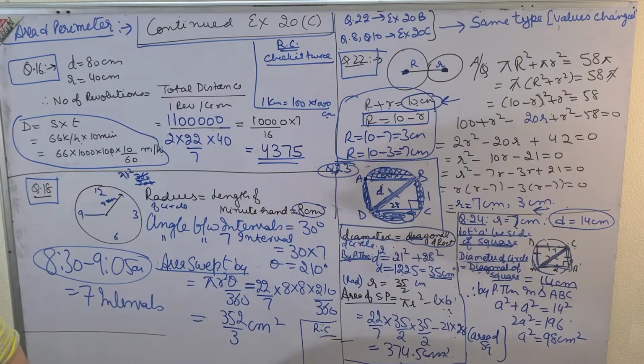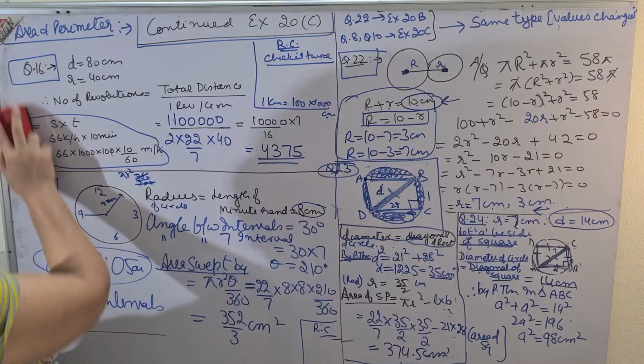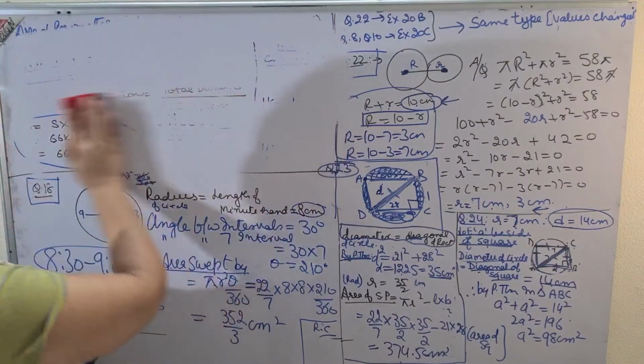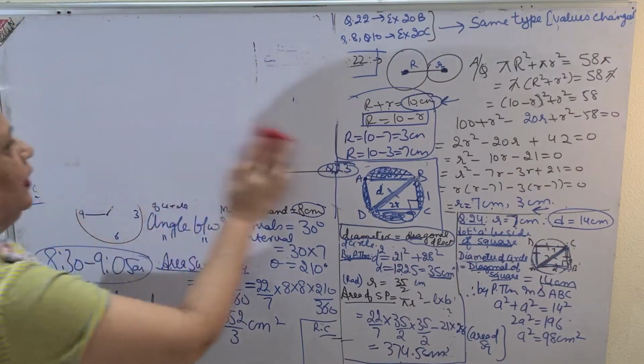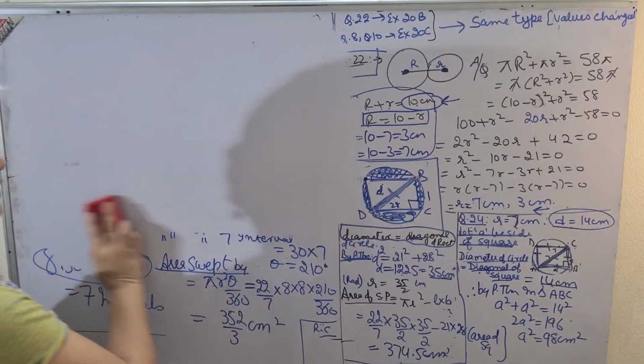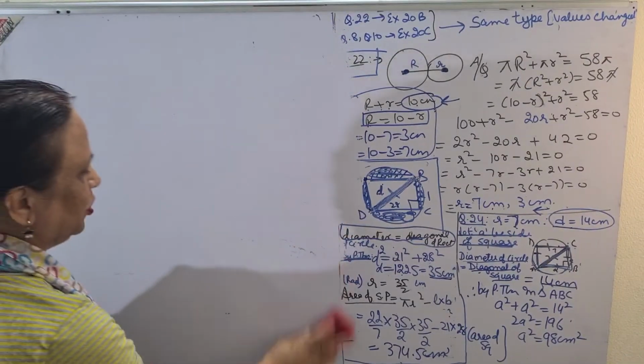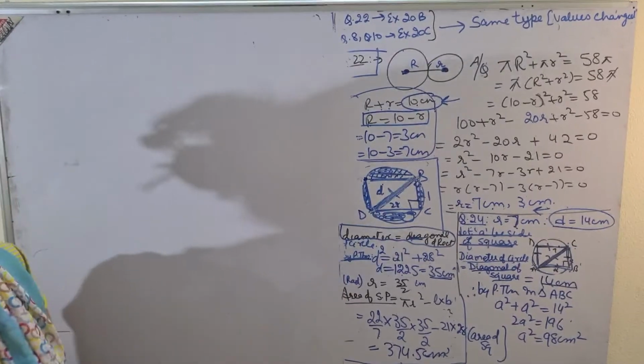Then question number 7 of exercise 20D, because some of the sums of circle are also there in exercise 20D. Let me discuss those also. I'll give you the hint of those sums so that you can do them very nicely. Now moving to exercise 20D, question number 7. Only the sums of the circle are in your syllabus this time, so you will not go for other questions.